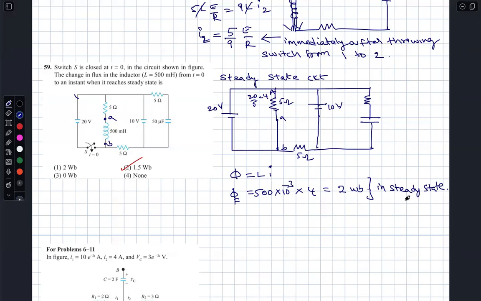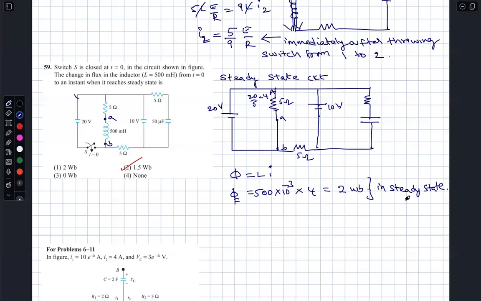This is the flux finally in steady state. Fine, everything is good, looking good. But they have given the answer as 1.5. I'm asking a question. Have I done any mistake in this? Straight question to you all.